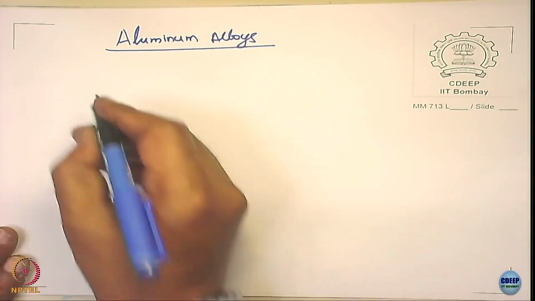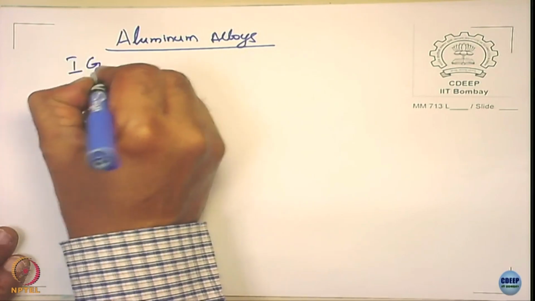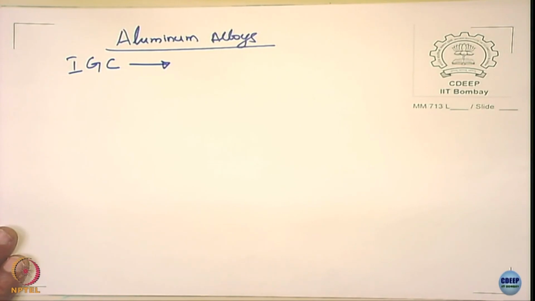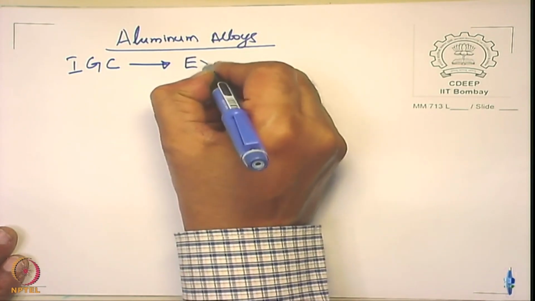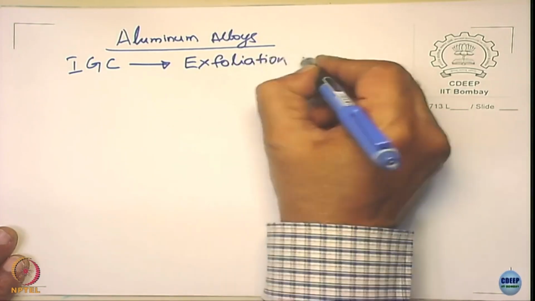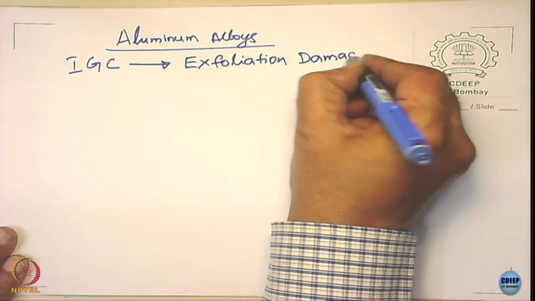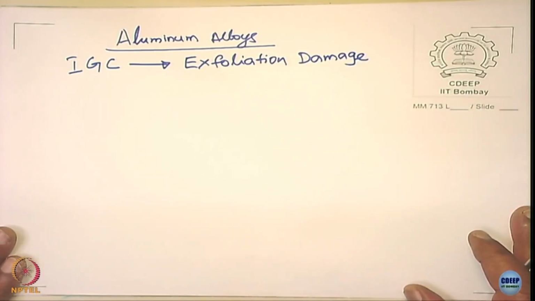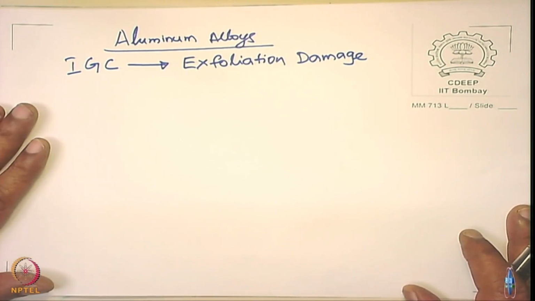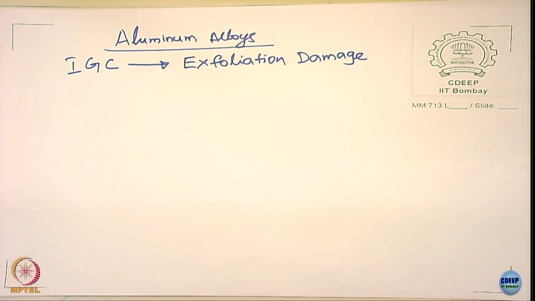Now in aluminum alloys, the intergranular corrosion takes on a different connotation, which is called exfoliation damage or exfoliation corrosion. Okay, you can call it that. You know what is meant by exfoliation, right? When you say exfoliation, what does it mean generally? It's called layer by layer removal, right? It's kind of plane by plane removal.